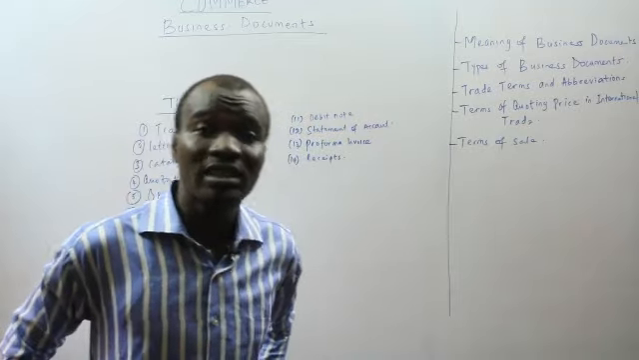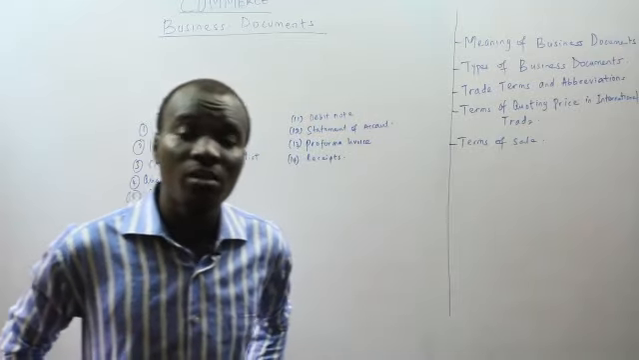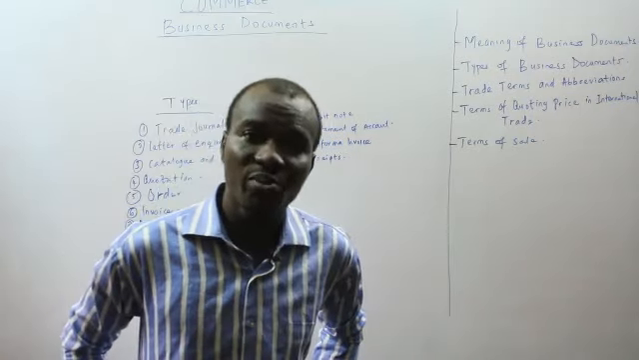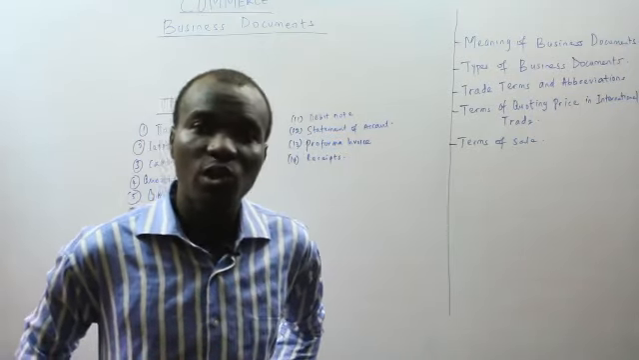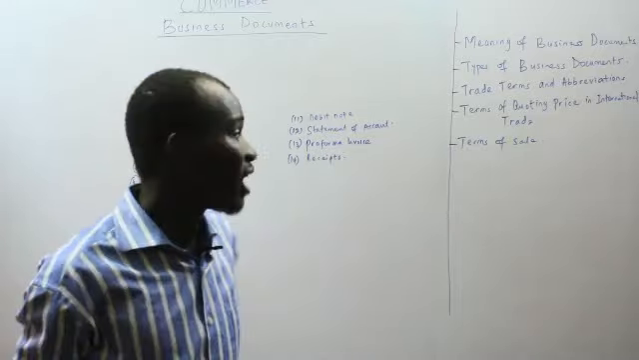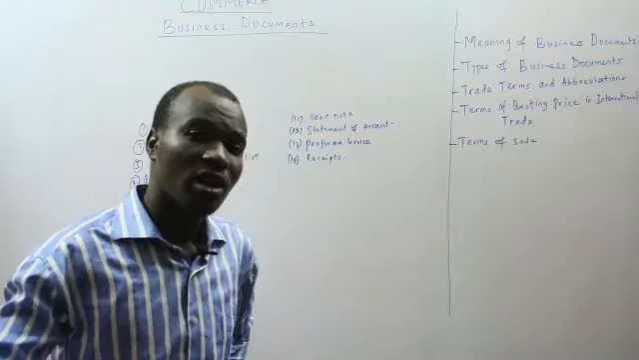So the buyer should have details of the amount due by him. The buyer will be able to know, okay, this is the amount I have to pay to the seller. So the buyer will know the amount to be paid to the seller. So that's one of the usefulness of a statement of account.